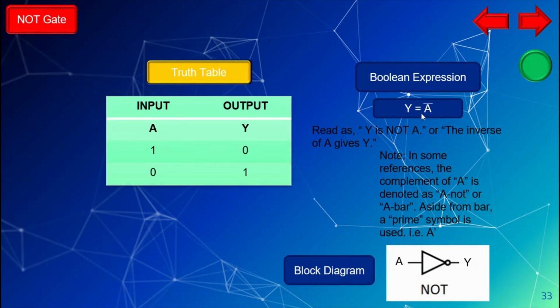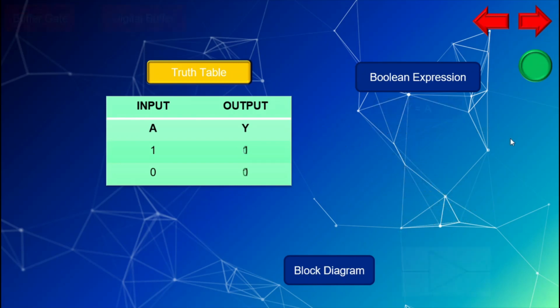The Boolean expression of the NOT gate can be read as Y is not A, or the inverse of A is Y. In some references, the complement of A is denoted as A naught or A bar. Aside from bar, a prime symbol is also used, and this will be read as A prime. Remember the bubble in that block diagram.